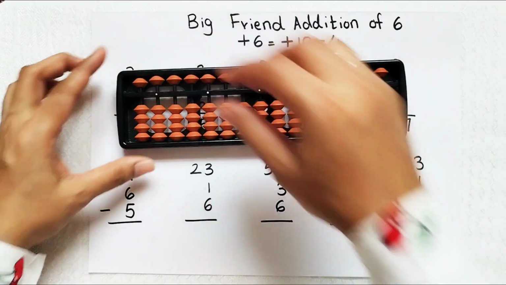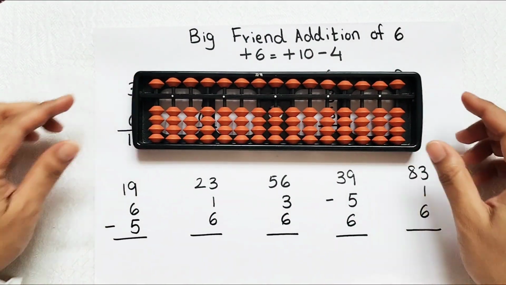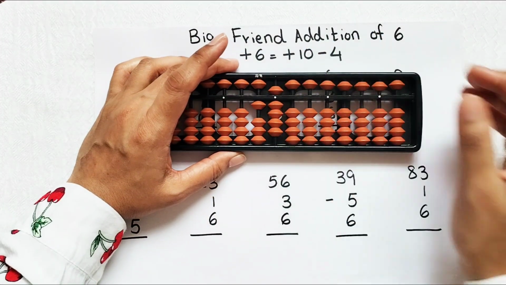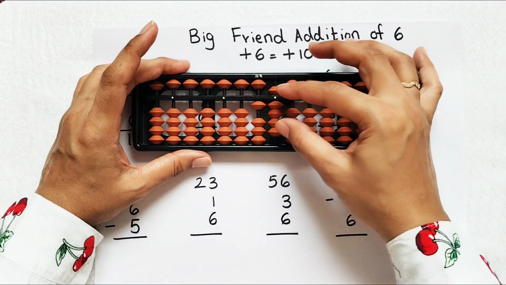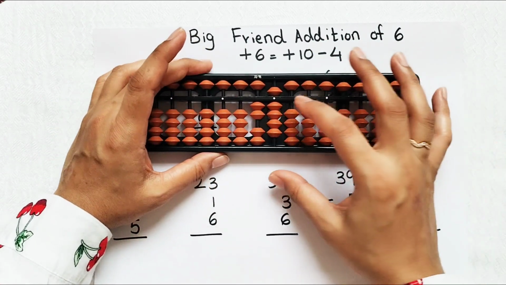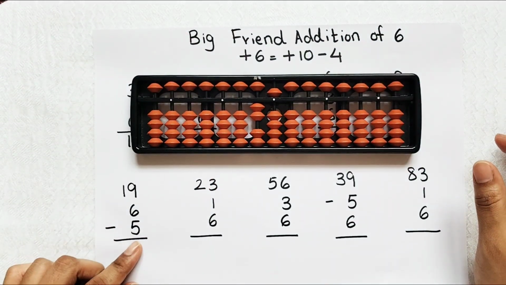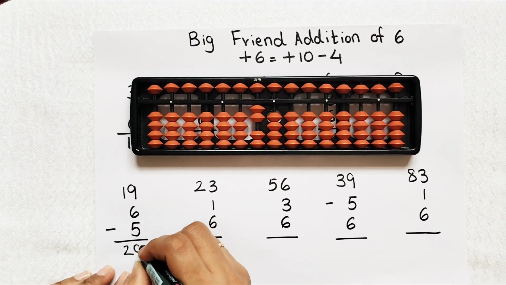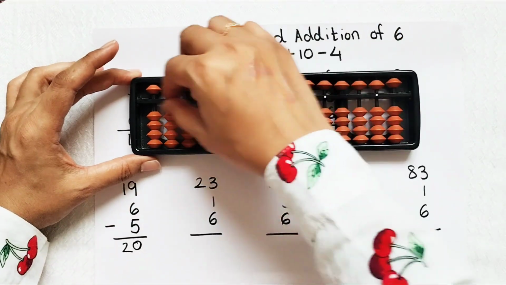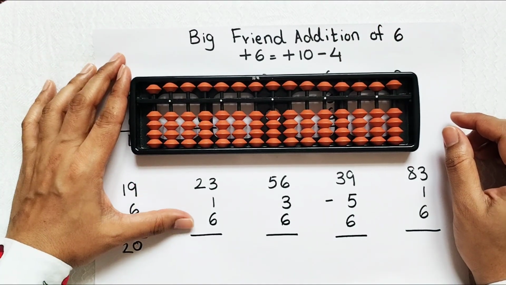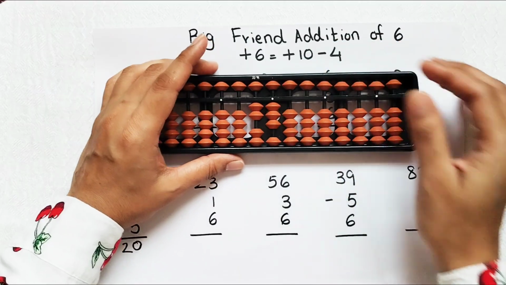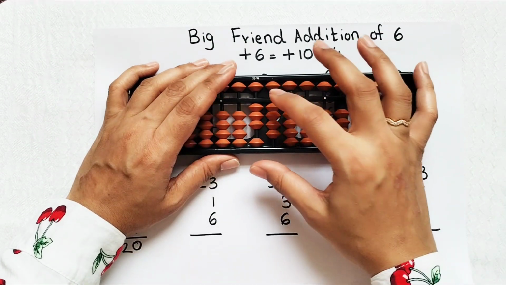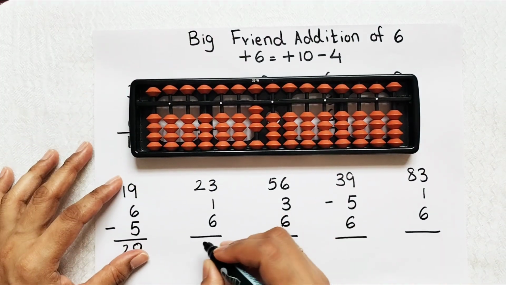Okay, next one. 19, add 6 less 5. 19, add 6 is add 10 less 4 and less 5. My answer is 20. Next one. 23, add 1, add 6. Add 6 is add 10 less 4. My answer is 30.